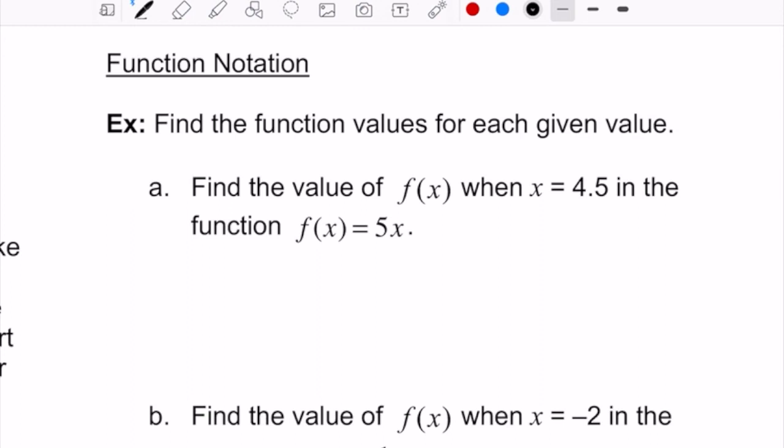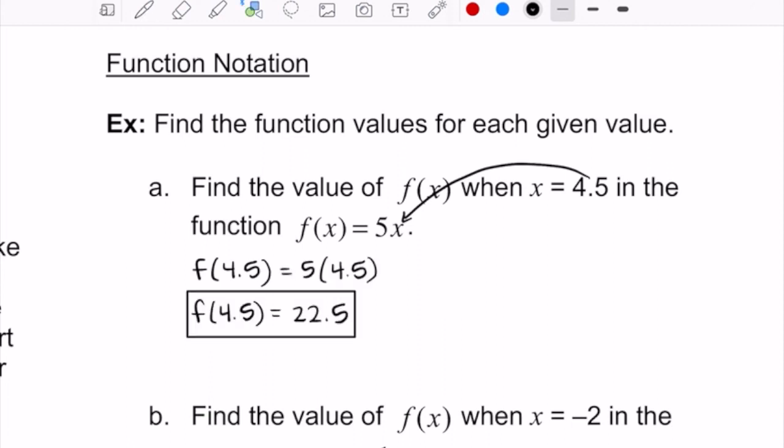All right, and the last example on the notes today asks us to evaluate functions. So remember, when it says x equals 4.5, that means that on this one, you're plugging a 4.5 in for the x. You're plugging it in wherever you see an x. On this one, there's just the 1 though. And so 5 times 4.5 gives me 22.5. So on this one, the function value at 4.5 is 22.5.